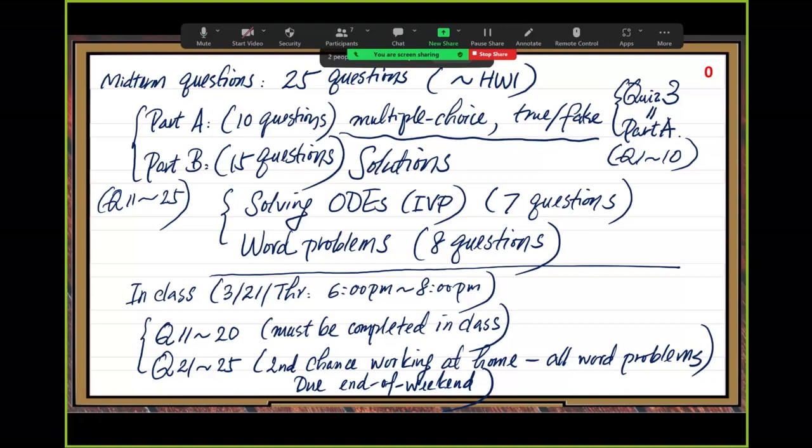The coverage is module 1, 2, 3. Oh, another thing to help you prepare for the midterm. I'd like to help you a little more in preparing for the midterm in this way.